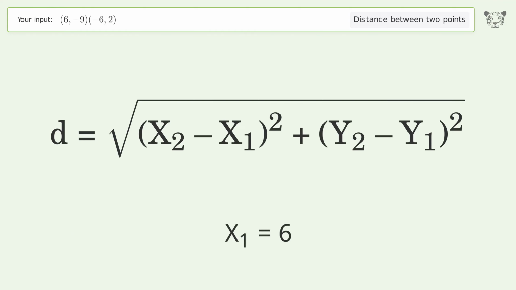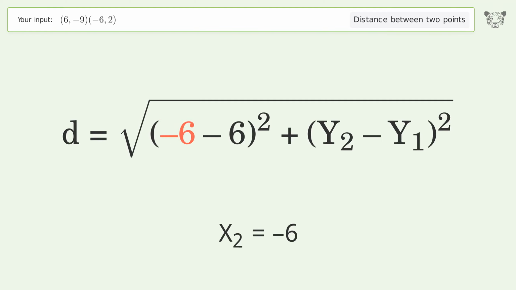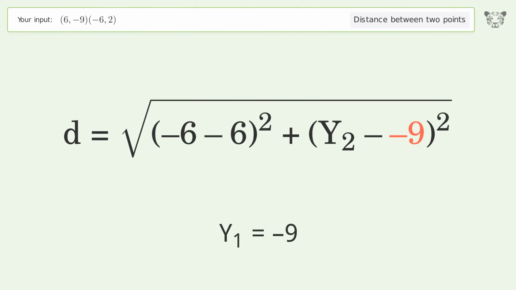x1 equals 6. x2 equals -6. y1 equals -9. y2 equals 2.